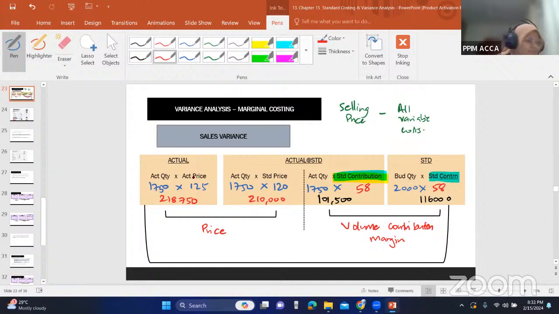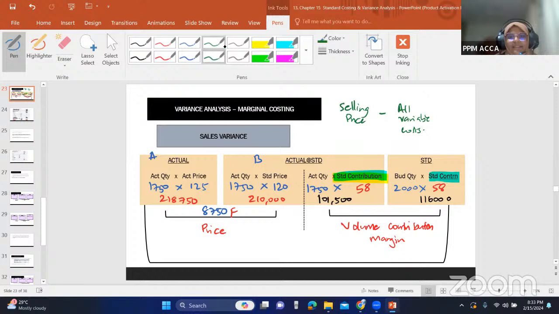Okay. Right. So here the price variance, we had calculated it before. The difference between 218,750 minus 210,000 is 8,750. My budget is this. My actuals are this. I was supposed to get 210,000. My budget. I have got more. I've got 8,750 more. Getting more is a good thing. This is favorable. Like in absorption costing.